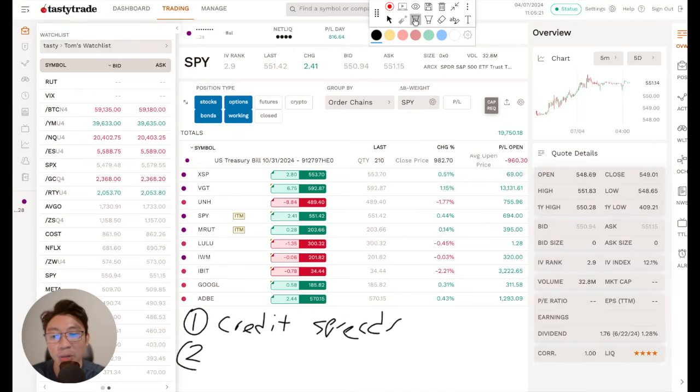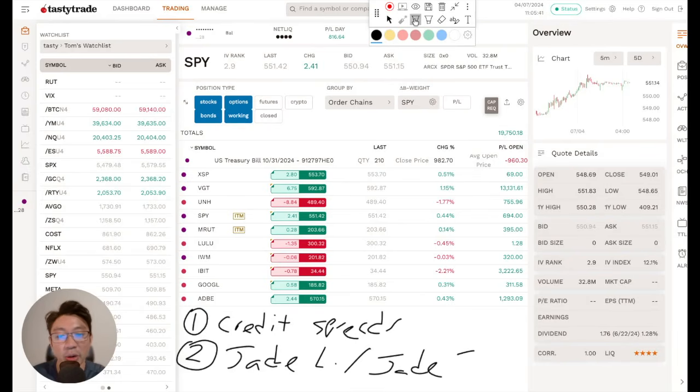Now, the second strategy that I have is what's called the Jade Lizard, right? So the Jade Lizard is basically a short put and a call credit spread. So it's an undefined risk strategy. Now, if you don't have a big enough account size to put on the Jade Lizard, then you can go for what's called the Jade Iron Condor.